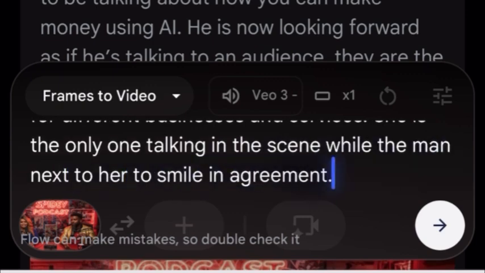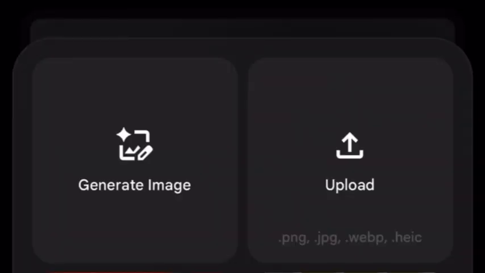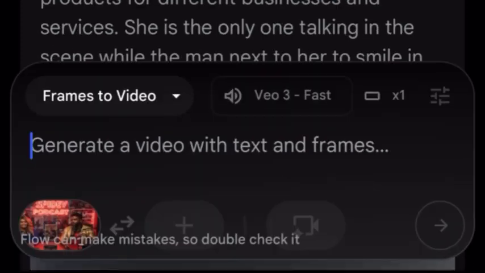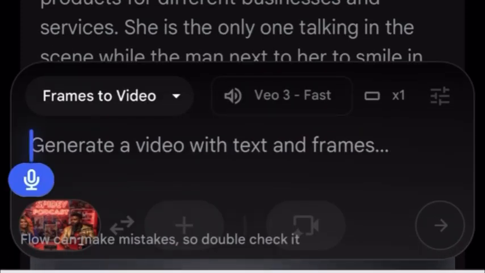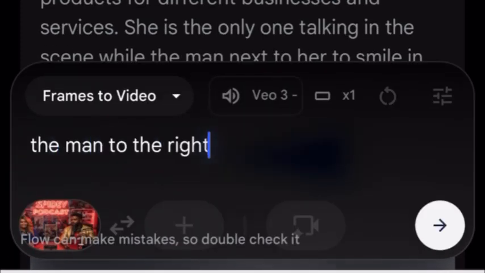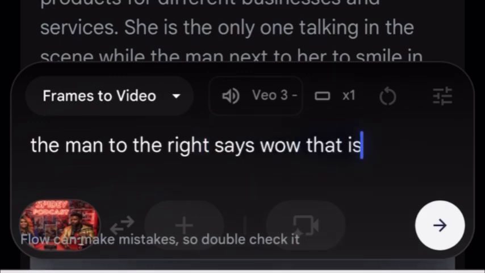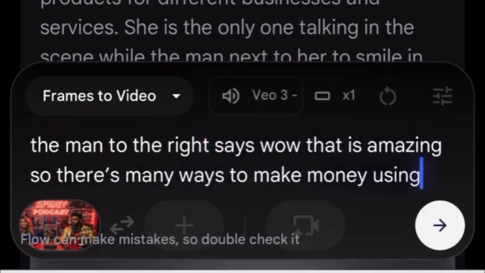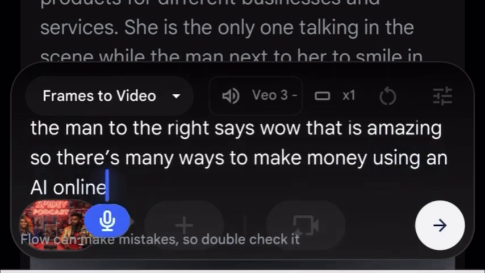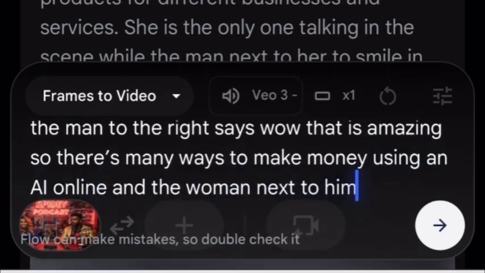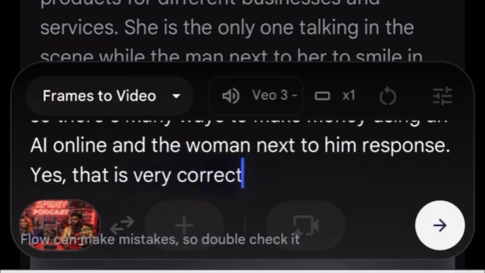If you want them to have gestures when they speak, you're going to say the woman to the right or the man to the left, XYZ, says this or that with a confused face. And he also scratches his head while he is asking the question. Or he gets up and yells loudly because he is angry and upset, and then he storms out of the scene to the right.